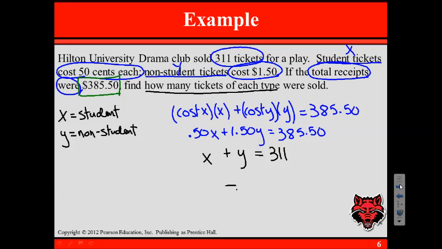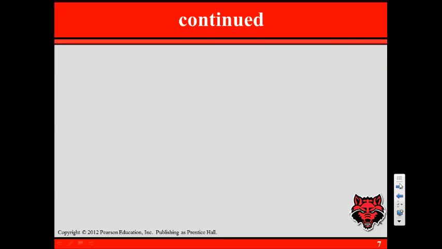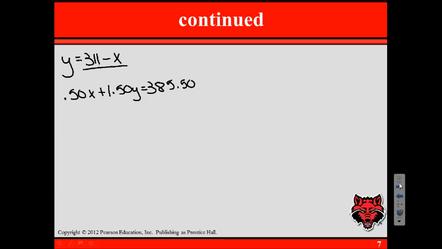So we can take the second equation and solve for either variable. If we solve for y, we'll be left with y equals 311 minus x. And on the next slide, we're going to plug that into the y value for the first equation. So our second equation was y equals 311 minus x. Our first equation was 50 cents times x plus $1.50 times y equals $385.50.